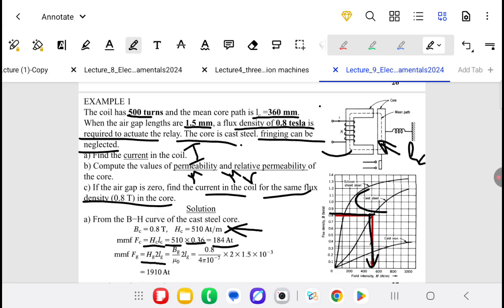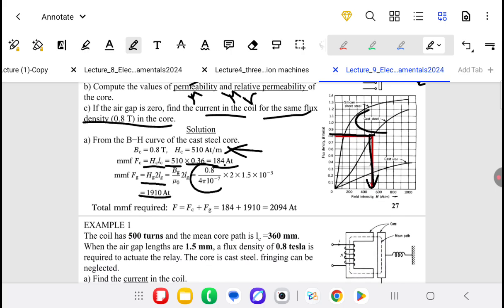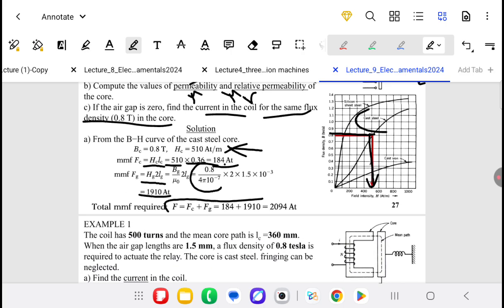H gap times L gap multiplied by 2, where H gap equals B gap divided by mu naught, with B gap 0.8 and mu naught 4 pi times 10 to the power negative 7. We have the magnetomotive force due to the air gaps equals 1910 ampere turns. Then we add the magnetomotive force from the core and from the air gaps. We get the total magnetomotive force, 2094.